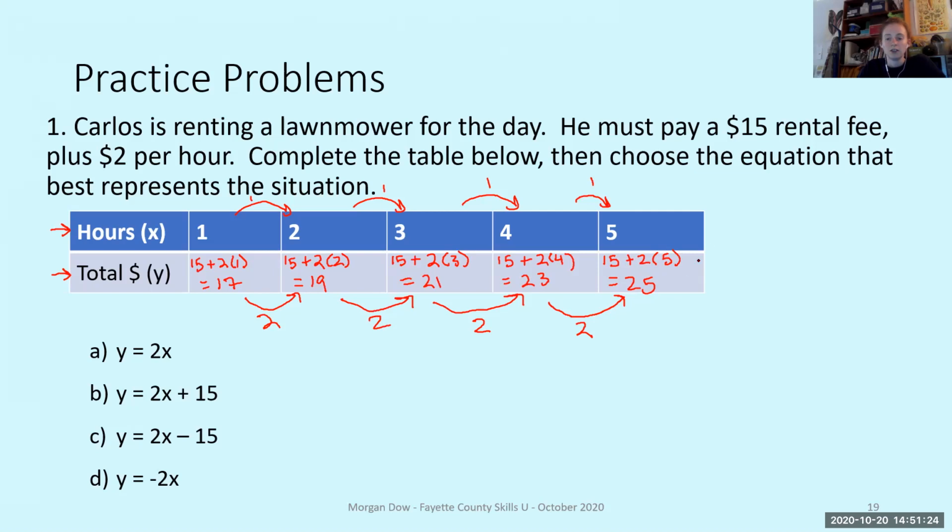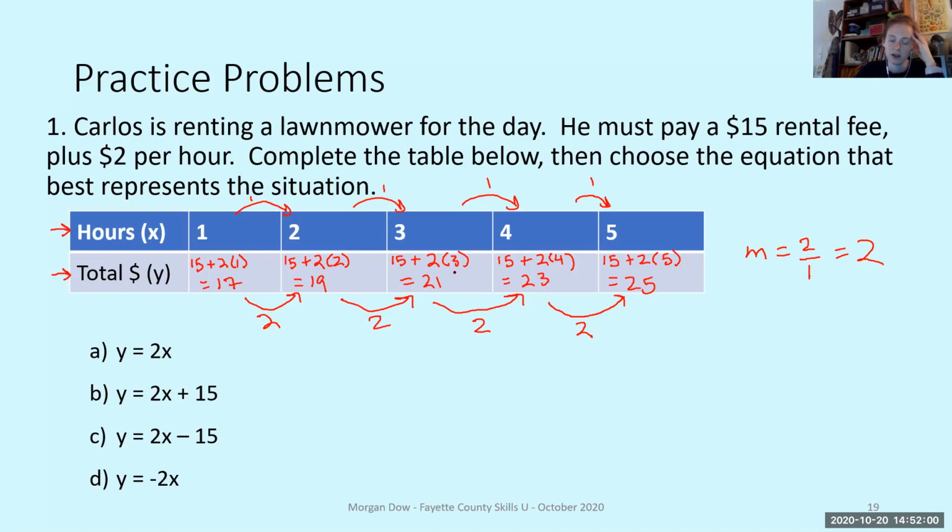So we actually just discovered here that the slope of this relationship is 2, right? The output, the y, is going up by 2 each time the input goes up by 1. So the slope of this relationship is 2. Each time he does 1 more hour with the lawnmower, he has to pay $2 more. Okay, so we've got our table all filled in here: 17, 19, 21, 23, and 25.